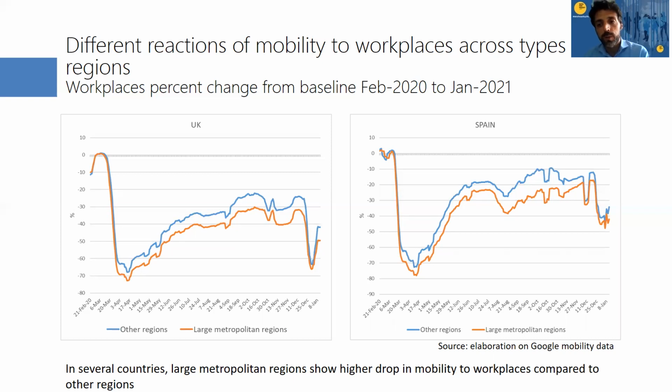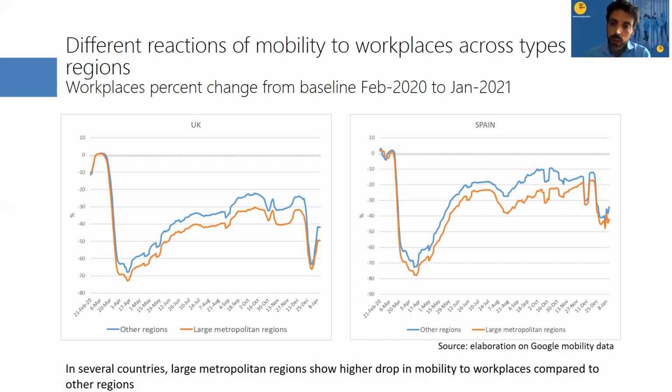But if we distinguish types of regions within a country, for example large metropolitan regions, such as London and all the regions with a metropolis of at least 1.5 million inhabitants, from the rest of the regions, in most countries we see that the reduction of mobility in the large metropolitan regions was higher than in other regions. We use that type of variation, the extent to which different regions had a different change in mobility, to see whether this played a role.